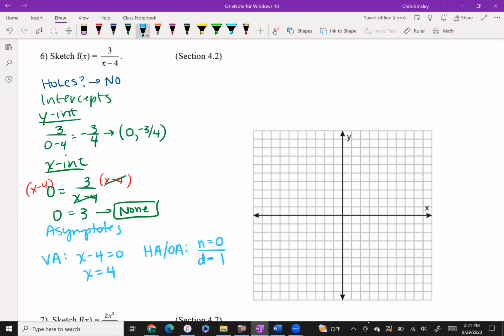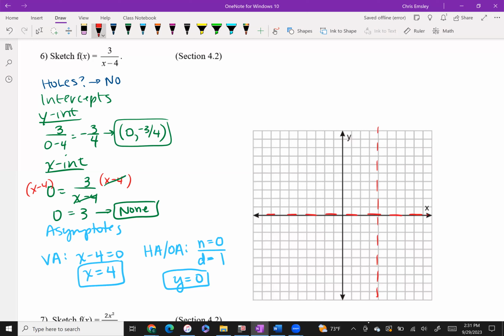Anytime the top is smaller than the bottom, we will have a horizontal asymptote at y equals 0. If we have a horizontal, we do not have an oblique. We have one or the other, not both. So then what I want to do next is sketch in what I have. Let's see where we are. Let's mark those asymptotes with some dashed lines. So we have a vertical asymptote at x equals 4. We have a horizontal asymptote at y equals 0.